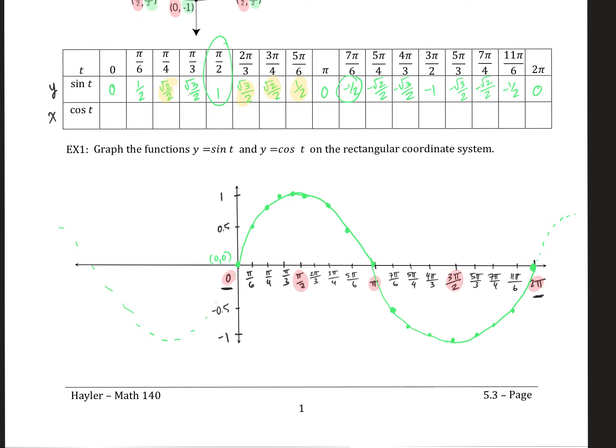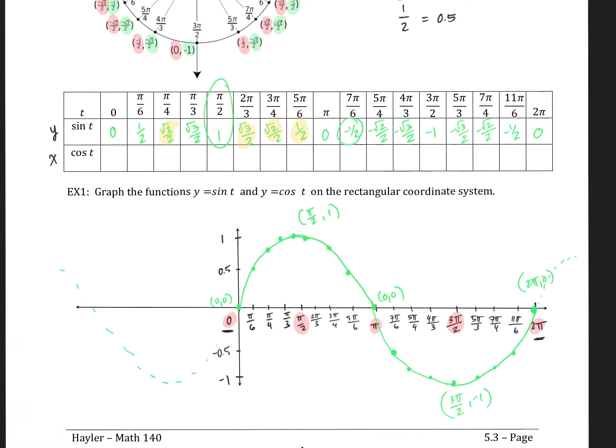And the main important points to notice for sine that I find easiest for graphing, especially when we start looking at transformations, would be these ones right here. We have pi over 2, 1, 0, 0, 3 pi over 2, negative 1, and 2 pi, 0. Alright, so that was sine.